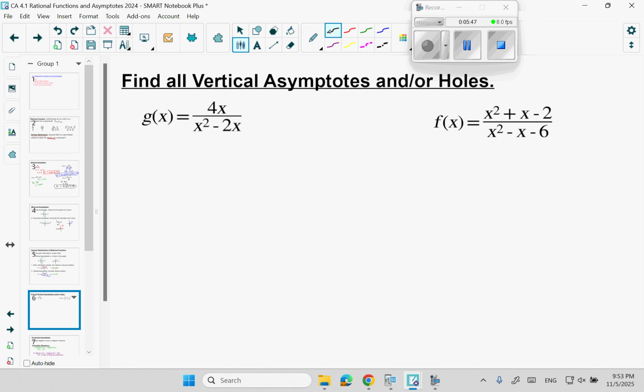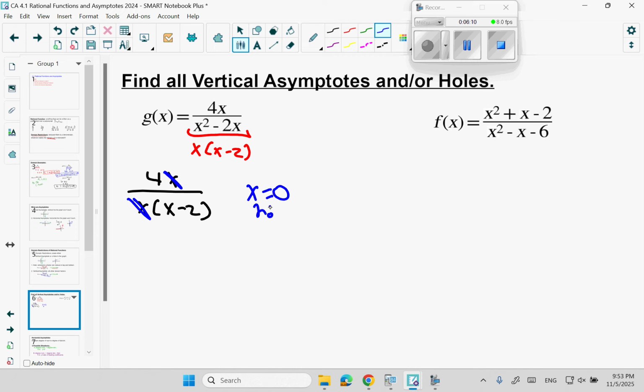First way to start often is by factoring. So here I can take out an x, and I'm left with x minus 2. So I have 4x over x minus 2. Well, I can actually cross out both of these x's, which means that x equals 0 has to be a hole in the graph. And x minus 2 equals 0, or x equals 2, would be a vertical asymptote.